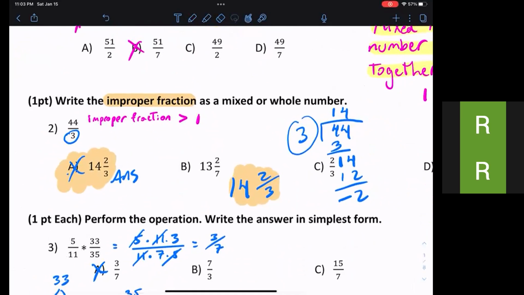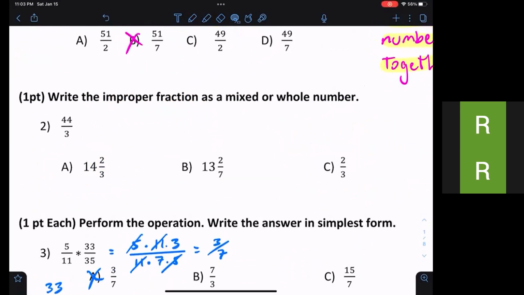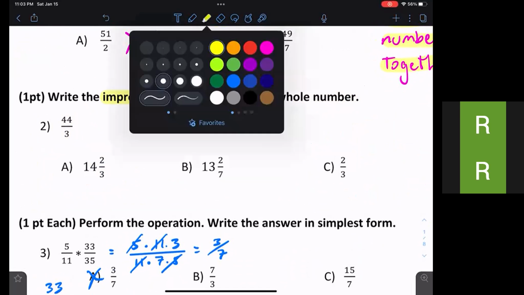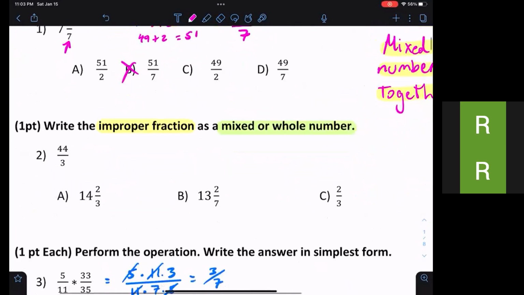Next question, number 2. Now they're asking you to write the improper fraction. We know what an improper fraction is. An improper fraction is a number greater than 1, right? So obviously that's greater than 1, as a mixed number, or as a whole number. Okay, so this is what we need to write. Let me put that in blue or green, whatever. So we need to write this as a mixed number. So this is the reverse, basically, right?